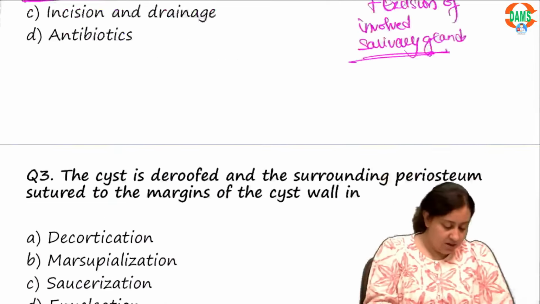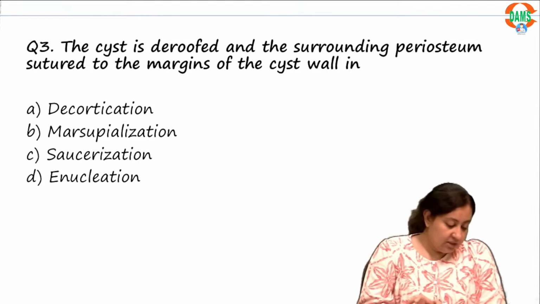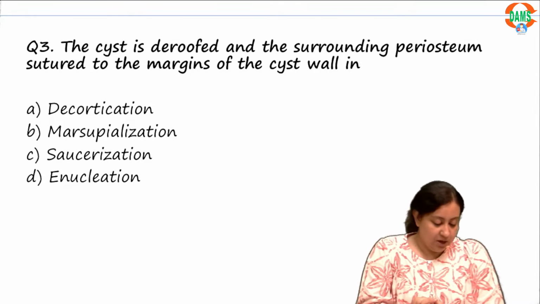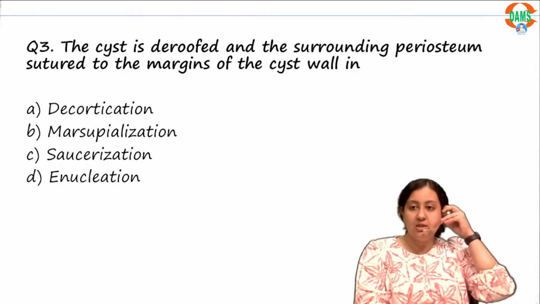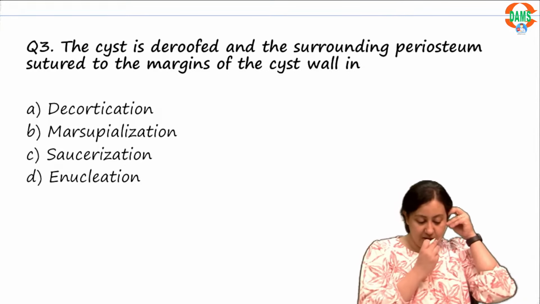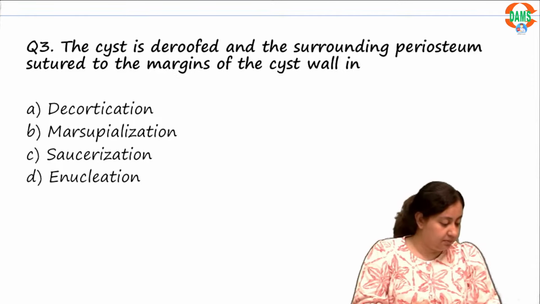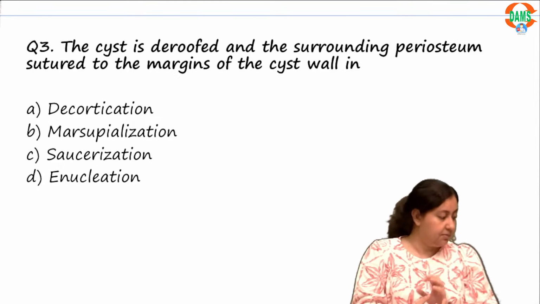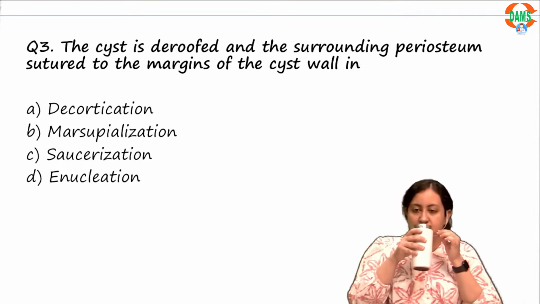Okay. Let's move on to question 3. The cyst is deroofed and the surrounding periosteum is sutured to the margins of the cyst wall in A. Decortication, B. marsupialization, C. saucerization, D. enucleation. So what would be the answer here? Please let me know your answers.